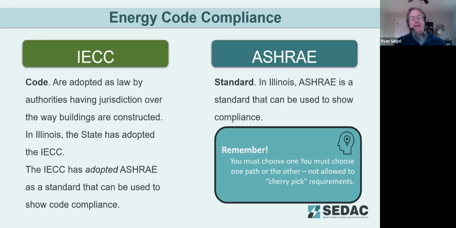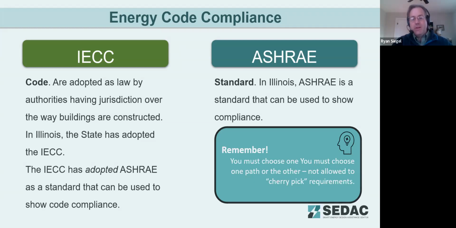So understanding energy code compliance and how these are different. The International Energy Conservation Code is written as a code and adopted as law. So Illinois has adopted the International Energy Conservation Code as the model for the Illinois Energy Conservation Code. And then as part of the IECC, ASHRAE 90.1 is a standard that is referenced in the code. So what that allows you to do is you can comply or demonstrate compliance with the energy code by one of two things. You can either use the IECC to demonstrate compliance, or you may use ASHRAE 90.1 showing that you are compliant with the provisions required.